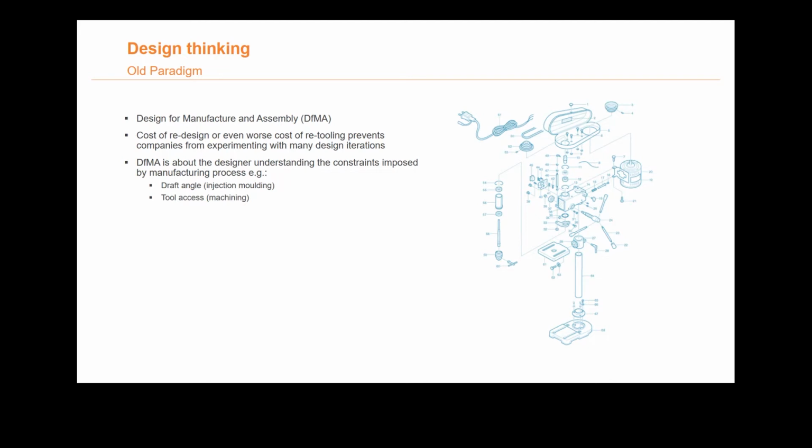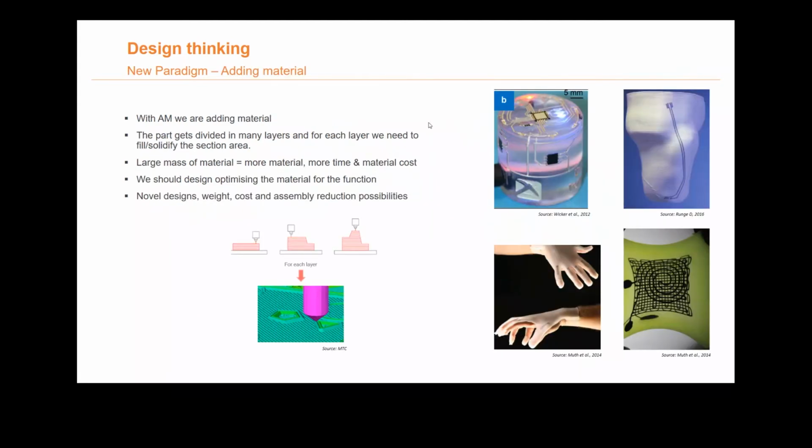So design for manufacture and assembly, so DFMA, is about the designer understanding the constraints imposed by manufacturing processes. So in a traditional setting, that would be draft angle for injection molding, for example, or tool access in machining. Now with AM, that kind of changes.